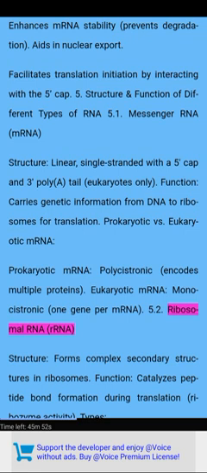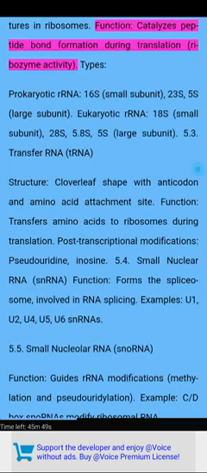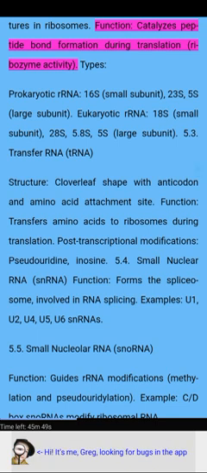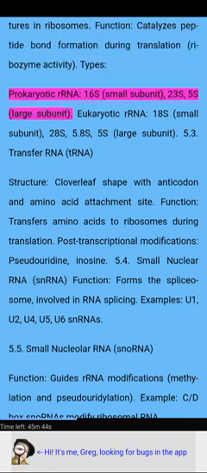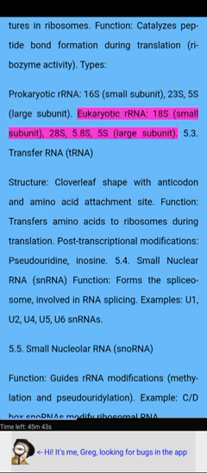5.2. Ribosomal RNA (rRNA). Structure: forms complex secondary structures in ribosomes. Function: catalyzes peptide bond formation during translation, showing ribozyme activity. Types: prokaryotic rRNA is 16S in the small subunit, and 23S and 5S in the large subunit. Eukaryotic rRNA is 18S in the small subunit, and 28S, 5.8S, and 5S in the large subunit.